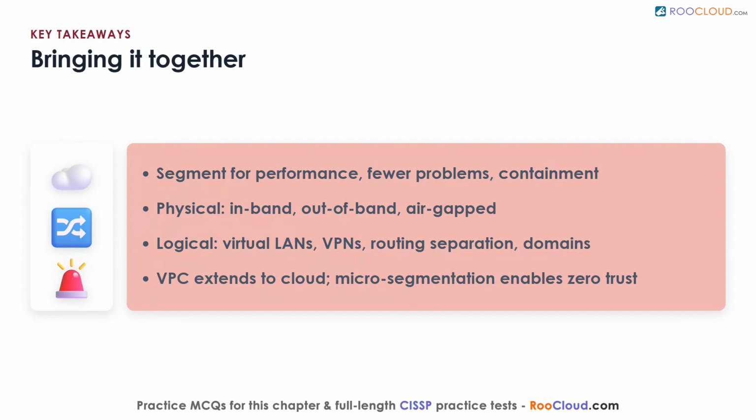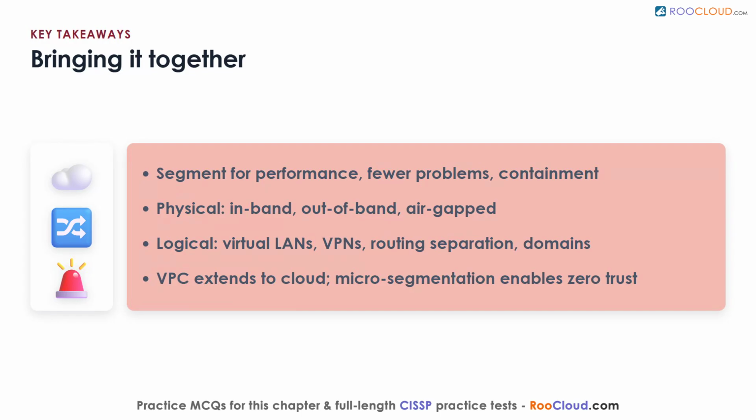Segmentation divides a network to boost performance, reduce problems, and above all, improve security by containing intruders. Physical segmentation runs from shared in-band paths to separated out-of-band ones to fully air-gapped isolation. Logical segmentation draws boundaries in software through virtual local area networks, private networks, routing separation, and virtual domains.